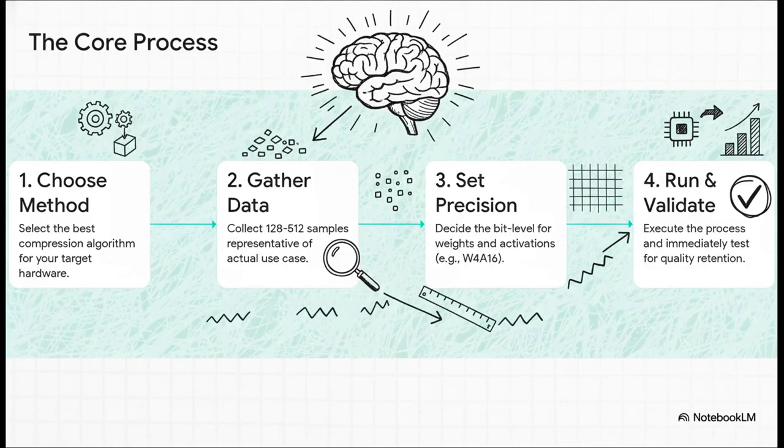The whole process can really be boiled down to these 4 logical steps. It's a nice, clean flow. First, you decide how you're going to compress it. Then you feed it the right data to learn from. You set the level of compression you need. And finally, the most important part, you check to make sure it all worked.